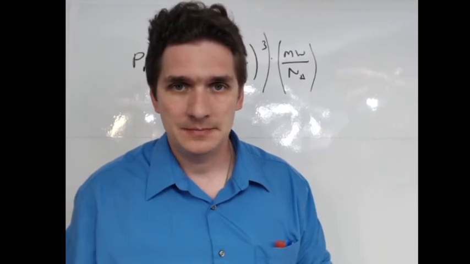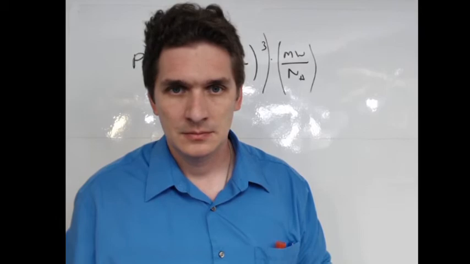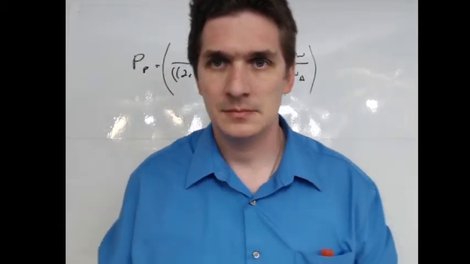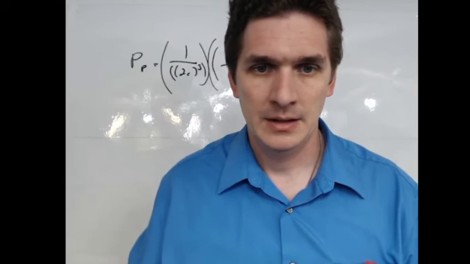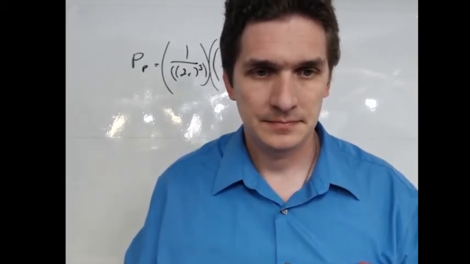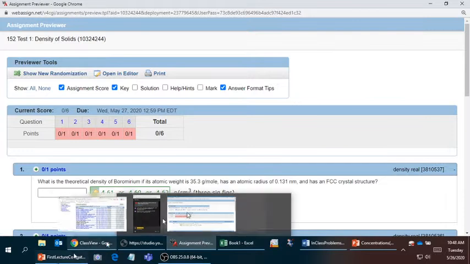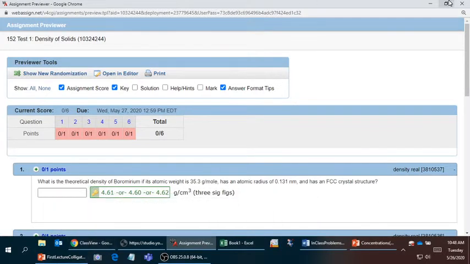Now, in terms of an actual homework problem, if we look at the first problem, we have boromirium, which has atomic weight of 35.3 grams per mole. So our molecular atomic weight here is 35.3. We've got an atomic radius of 0.131 nanometers. And this is an FCC crystal structure. So we have all the information we need here to figure out packing density.